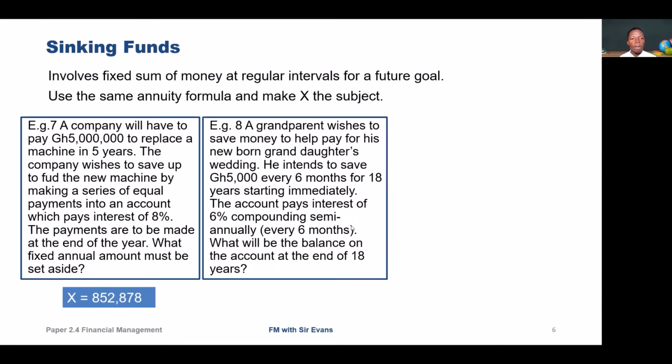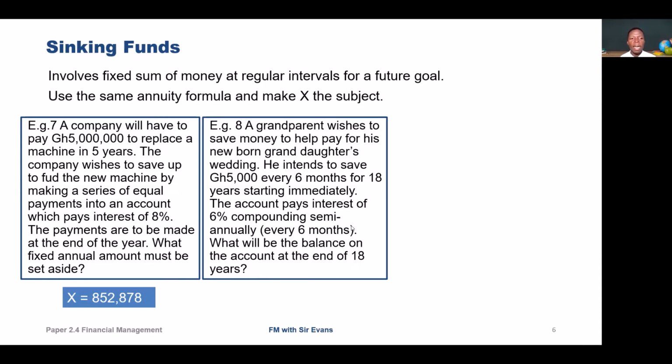Okay, second example: a grandparent wishes to save money to help pay for his newborn granddaughter's wedding. He intends to save 5,000 every 6 months for 18 years, immediately. So immediately means it's a payment in advance. That's an annuity due. The account pays interest of 6%, compounding semi-annually, every 6 months. What will be the balance on the account at the end of 18 years?